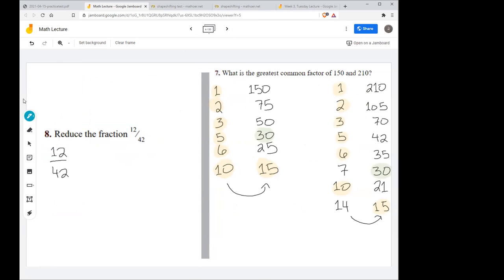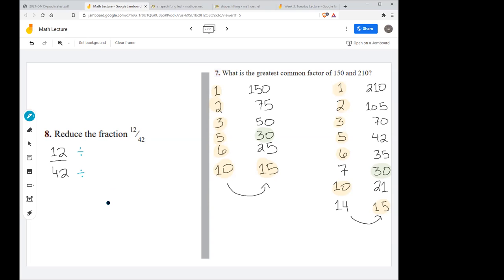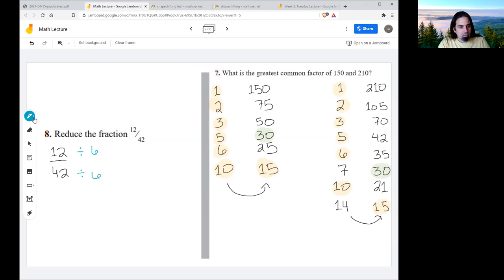You divide by the greatest common factor. I could do it all in one step. If I don't, I'll just reduce it in more than one step, and there's no problem with that. So what should I divide by this time? 6. 12 divided by 6 is 2. 42 divided by 6 is 7. And I have 2 7ths.